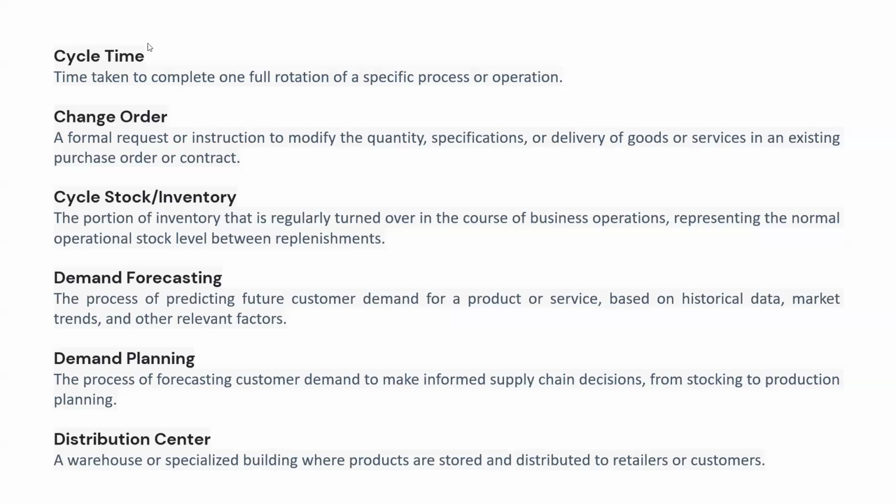Then is the cycle stock or cycle inventory. Again, it is considered a buffer inventory or a safety inventory, used in times of any unexpected blockage in the supply chain. This cycle stock or cycle inventory is used for replenishment.